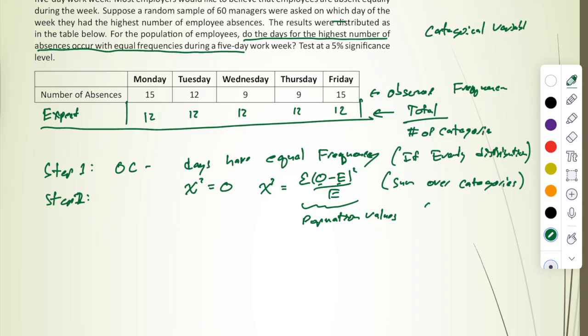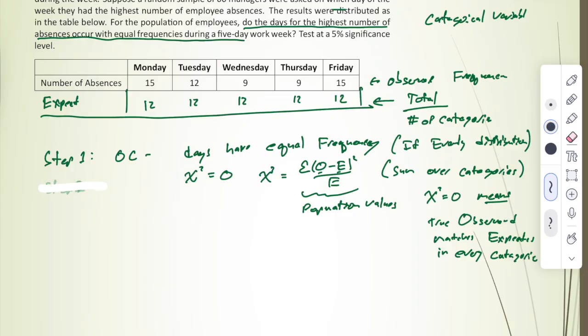And so chi-squared equals 0 means observed, true observed, matches expected in every category. And the expected, in our case, is equal frequency. So that's why I'm saying chi-squared equals 0. Observed equals expected, which was equal frequency.